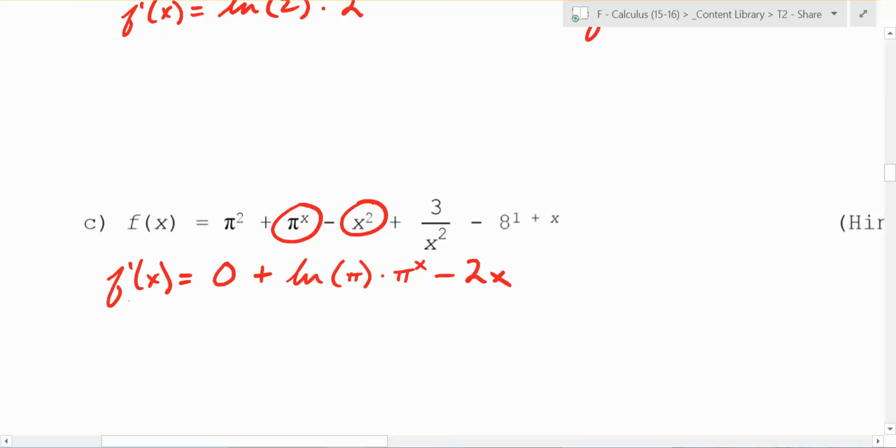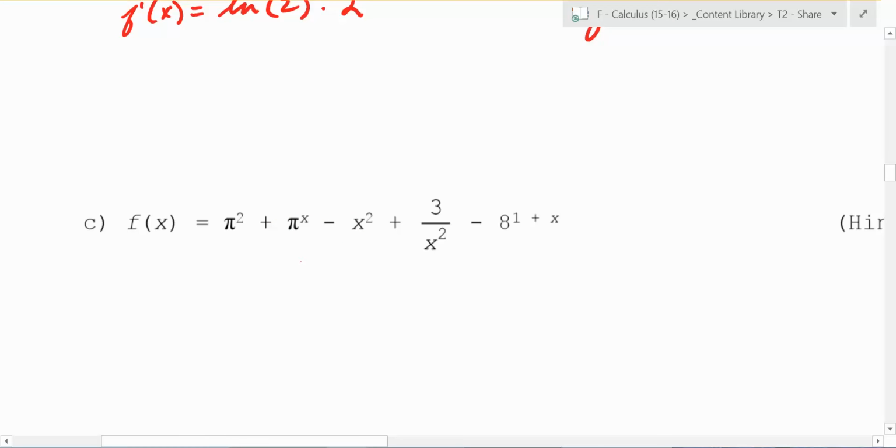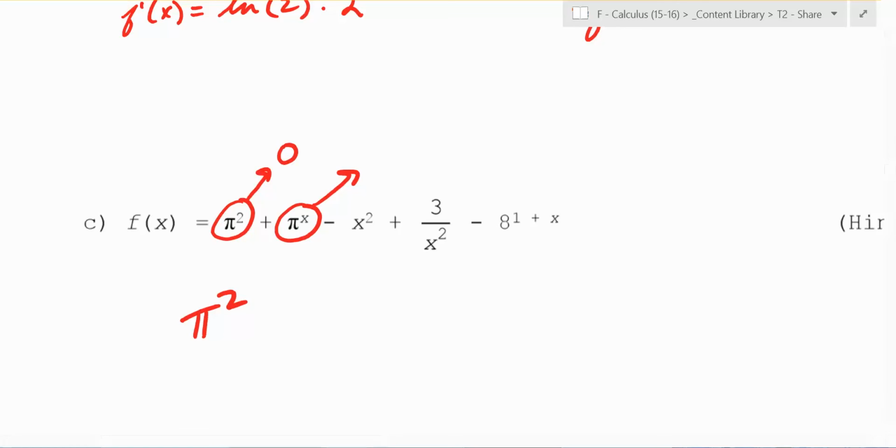Okay, the point I'm trying to make is this. I'm going to break this down a little bit better. What's the derivative of pi squared? 0. How do you know? Why is it 0? Is there a variable in pi squared? No. Pi squared is a number, right? What's the rate of change of a number? There we go.